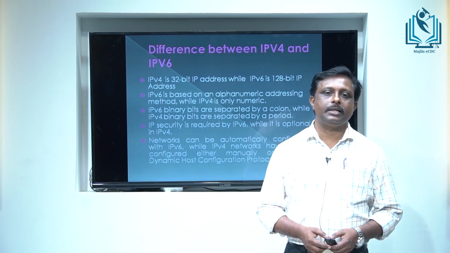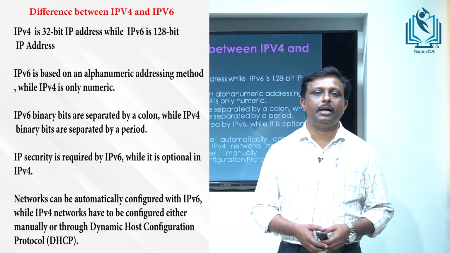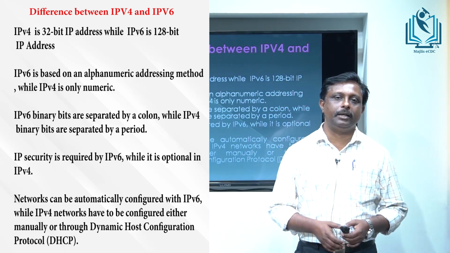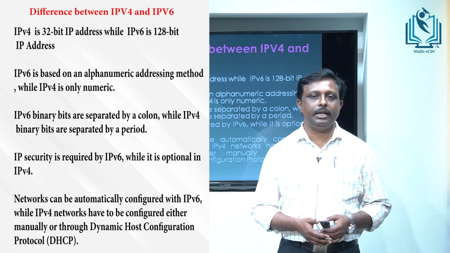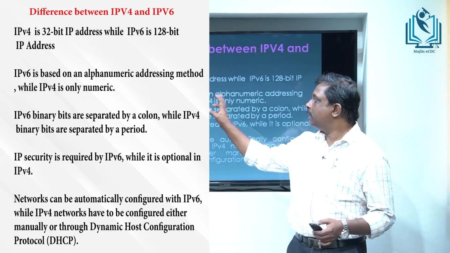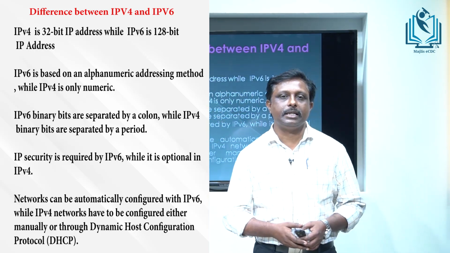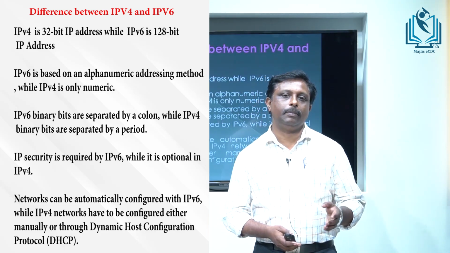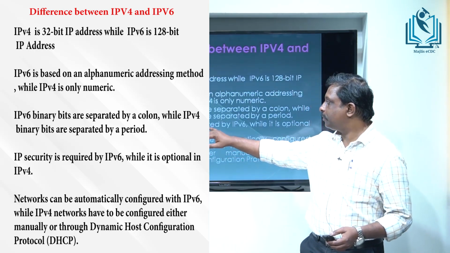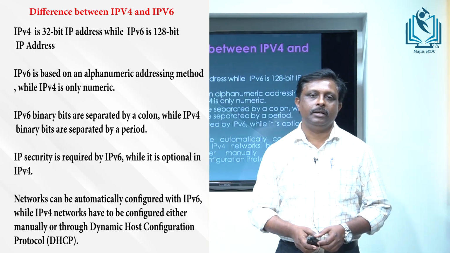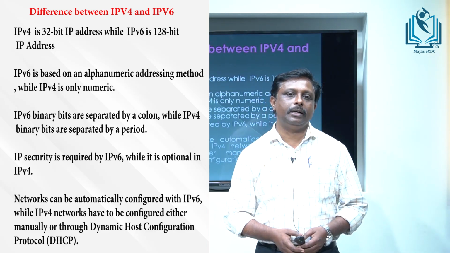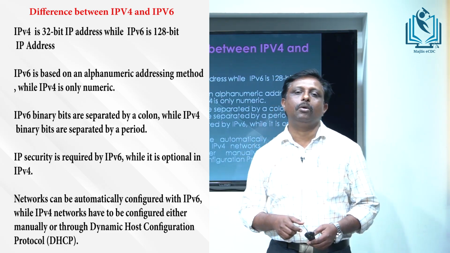Next, I am going to discuss the difference between IP version 4 and IP version 6. The first difference is IP version 4 is a 32-bit address, IP version 6 is a 128-bit address. The next difference is IP version 6 is alphanumeric, IP version 4 is a numeric address. IP version 6 addresses are separated by colon notation. IP version 4 addresses are separated by the dot operator.